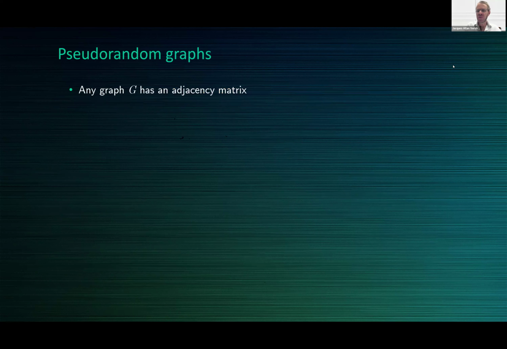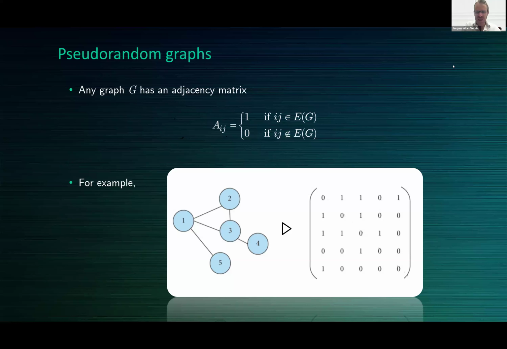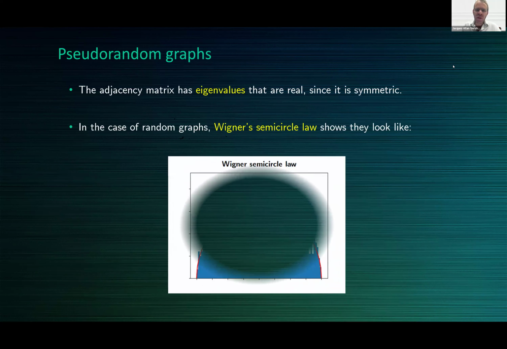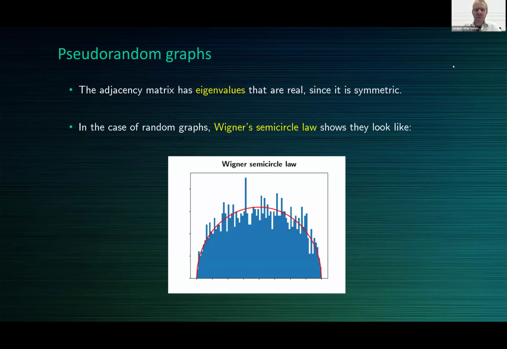Let me move on to a different way of perhaps making some constructions. So, of course, any graph has an adjacency matrix where you put a 1 in position ij for an edge ij and a 0 in position ij if there's no edge. So you could, for example, make a picture like this, starting from that graph, make the adjacency matrix. And, of course, the adjacency matrix has real eigenvalues because it's symmetric, right? This relation of adjacency in a graph is symmetric, so the adjacency matrix is symmetric, which means the eigenvalues are real. So in the case of random graphs, we know what these eigenvalues might look like. They follow, with appropriate scaling, something called Wigner's semicircle law.